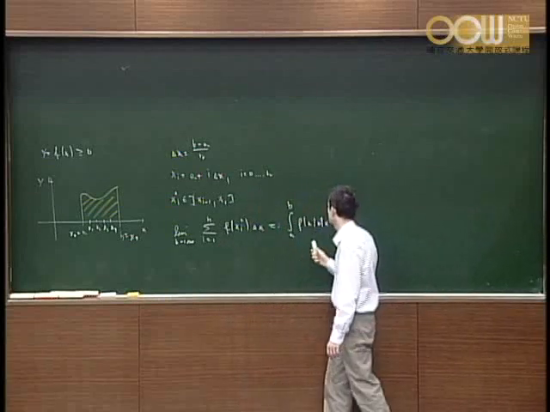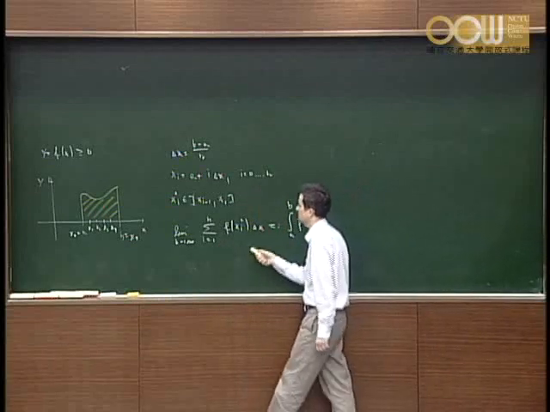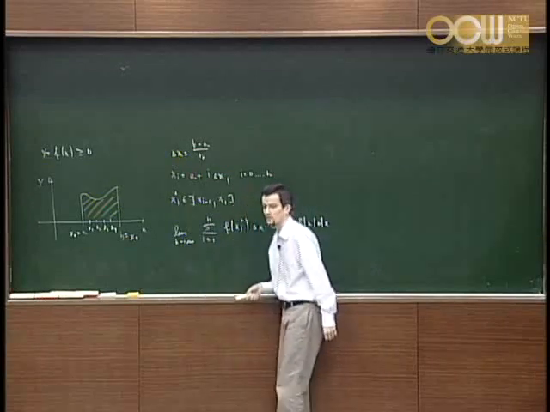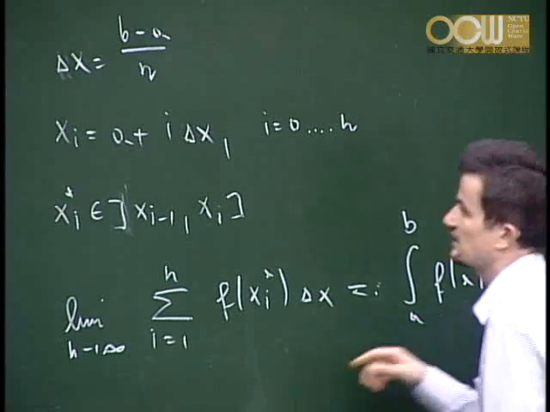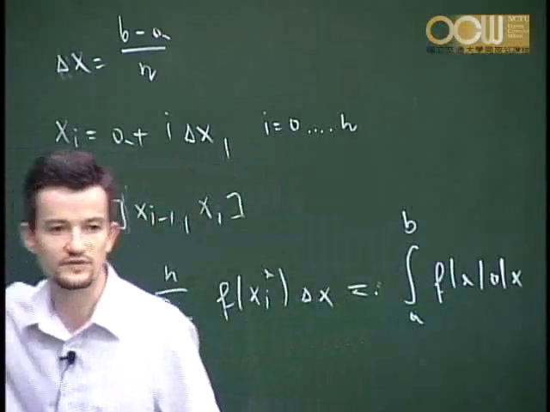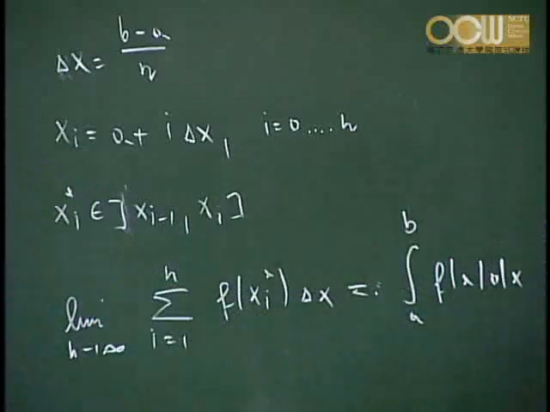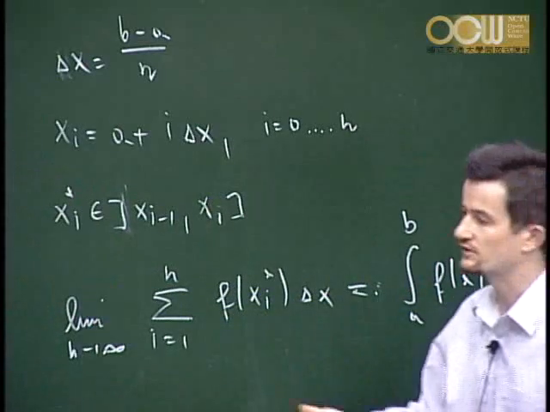So for a function where this limit exists and is independent of the choice of the sample points, you have this notation of the definite integral. And in case f is larger or equal than 0, which corresponds to this situation here, the integral can be interpreted as a certain area.